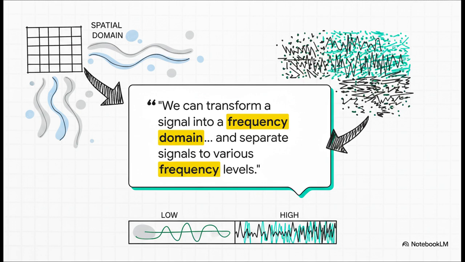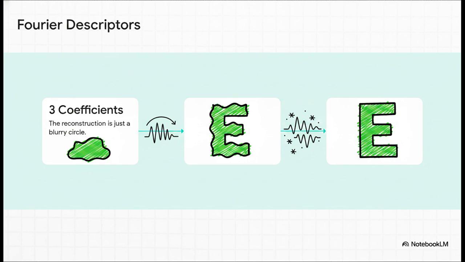High frequencies? Those are the sharp details, the fine textures, and a lot of the noise. So if we can just isolate that low frequency stuff, we can often capture the absolute essence of an object. And this is a perfect demonstration.